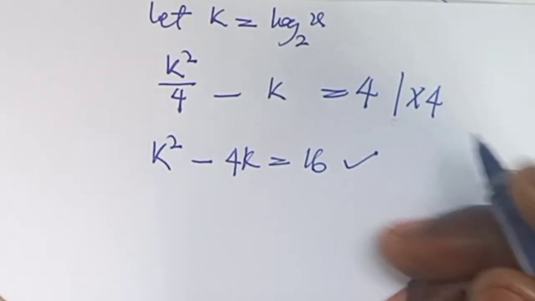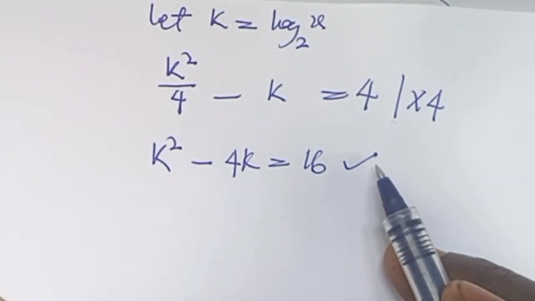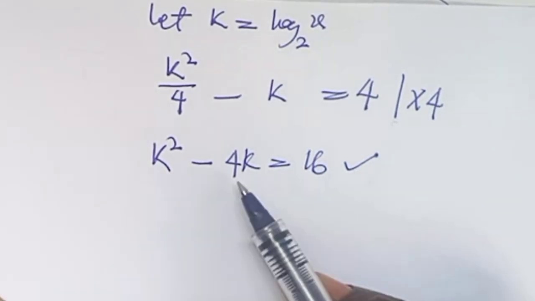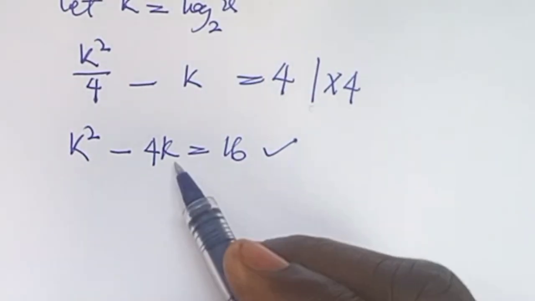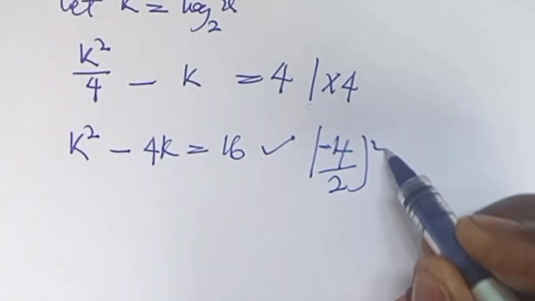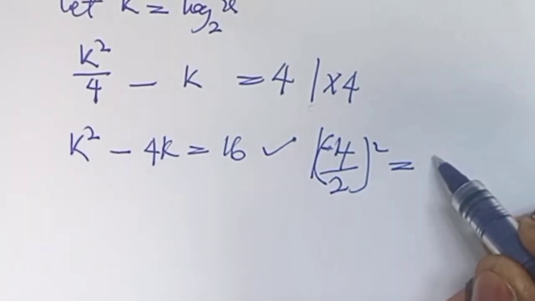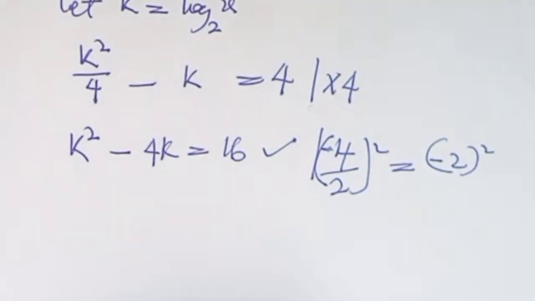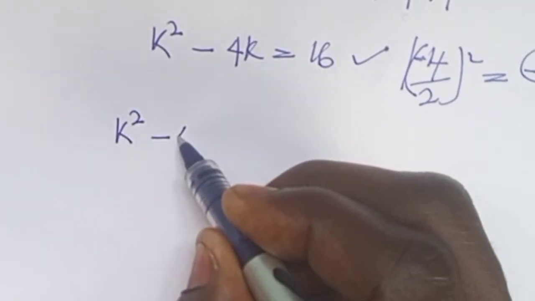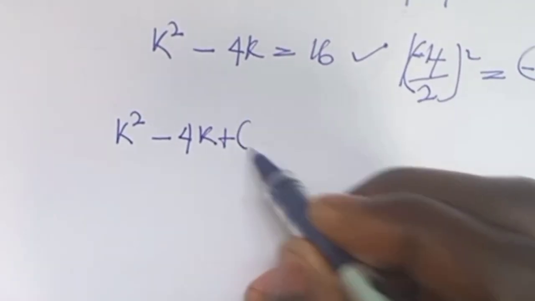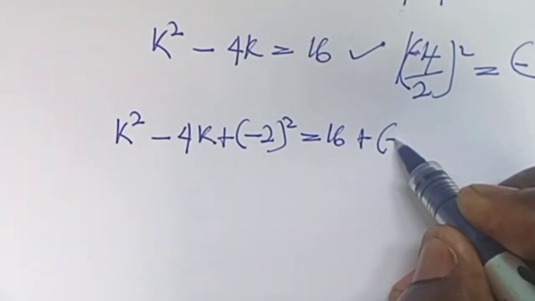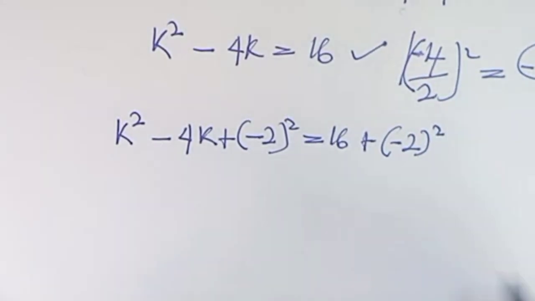But this is a typical quadratic equation which can be solved using the completing the square method. We are going to add the square of half the coefficient of k to both sides. The coefficient of k is minus 4. Half of it would therefore be minus 2, to the power of 2. So if we do this, we're going to have k to the power of 2 minus 4k plus (minus 2) to the power of 2 equals 16 plus (minus 2) to the power of 2.